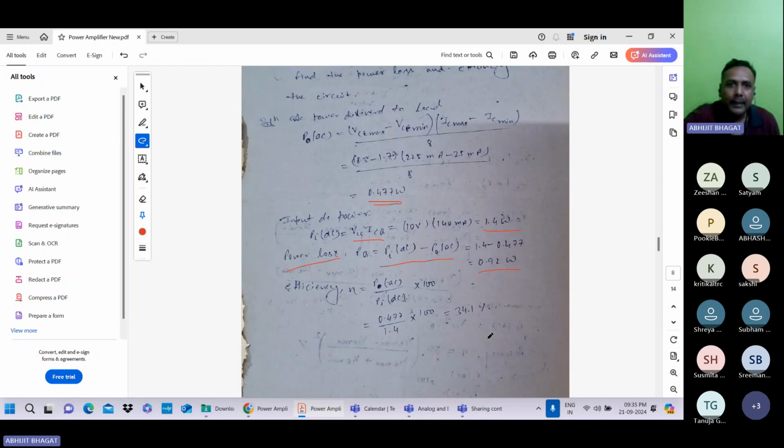Okay. Next is the efficiency calculation. So efficiency calculation is output AC by input DC into 100. You put the value and it is 34.1% in this case. Clear? If you are facing any doubt, you can ask. Just use the formula and basic concept here. You will be able to solve the problem related to power amplifiers. Is it okay?